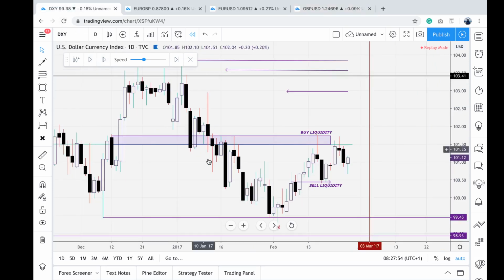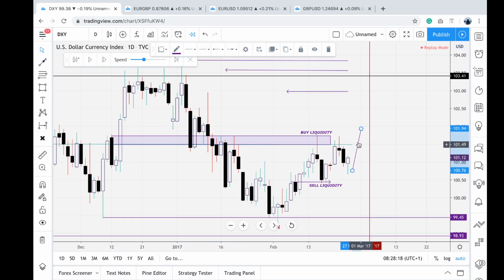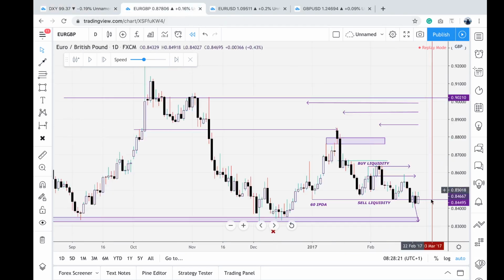Okay, so now DXY, final week of February going to March. Currently institutional order flow is bullish. Like I mentioned, we're in a discount price point and I want to see higher prices. So it seems like DXY is respecting this level, and our target is to the upside. We're looking for buy liquidity to be taken out on the upside. And on Euro Pound, we're looking for downside as institutional order flow is bearish.